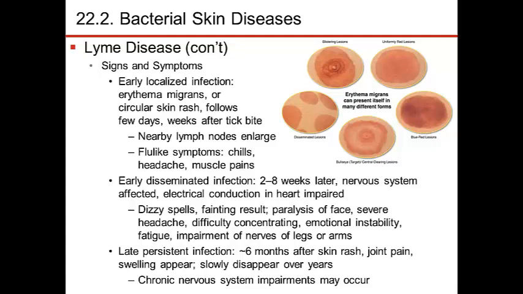Months or years later, usually after periods of latent infection, an intermittent or persistent arthritis, chronic encephalopathy, polyneuropathy, or acrodermatitis may develop. These symptoms are referred to as stage 3 or persistent infection. Most patients experience early symptoms of the illness during the summer, but the infection may not become symptomatic until it progresses to stage 2 or stage 3.